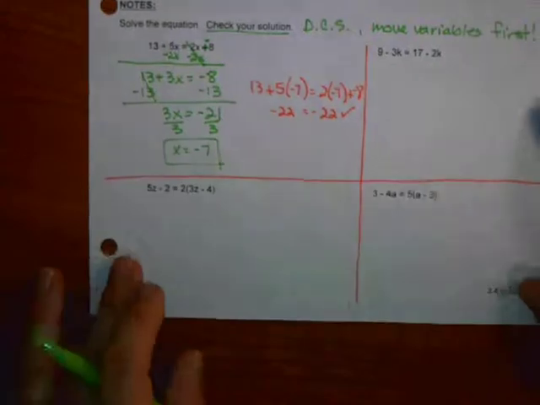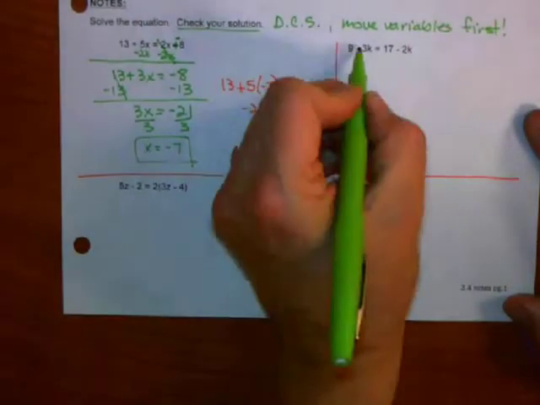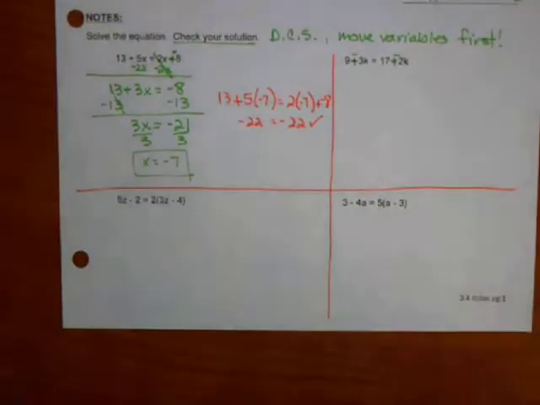All right, let's do this one. Actually, you guys do this one on your own. It's the same thing. Change these to adding the opposite and move the variables first. It doesn't matter which one, but just move the variables first. Try it on your own.